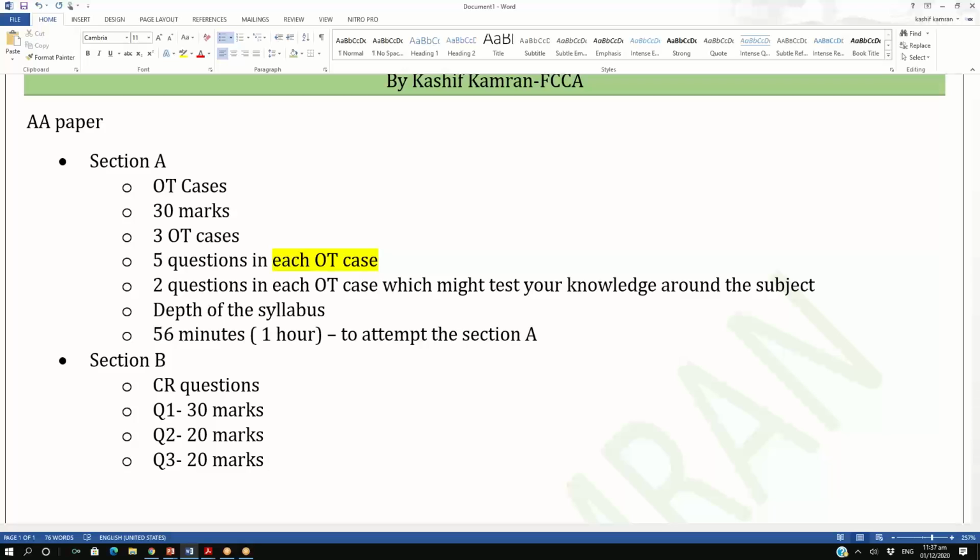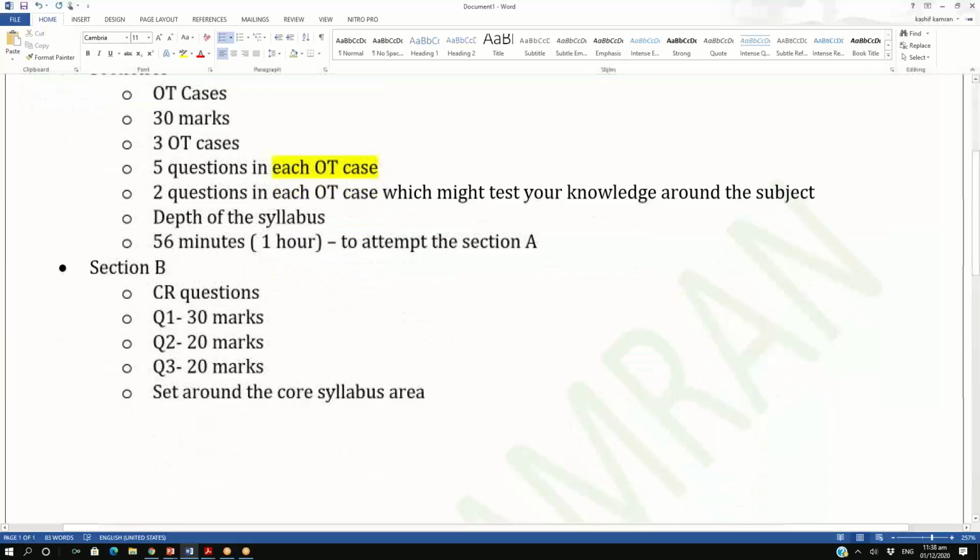You have a 30 marks case study followed by the requirements A, B, C, perhaps. You have a 20 marks case study followed by requirements A, B, C, and you have question number 3 with a 20 marks case study, again followed by requirements A, B, C, or A, B. Now, you need to read each requirement carefully, and I'll just be demonstrating that once I look at a past paper. But when you look at these 3 questions, they are set around the core syllabus area. And you should be very good on the core syllabus areas.